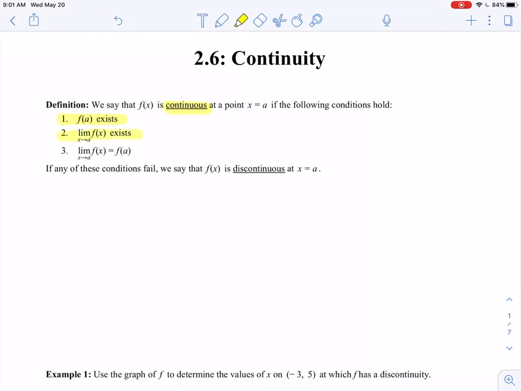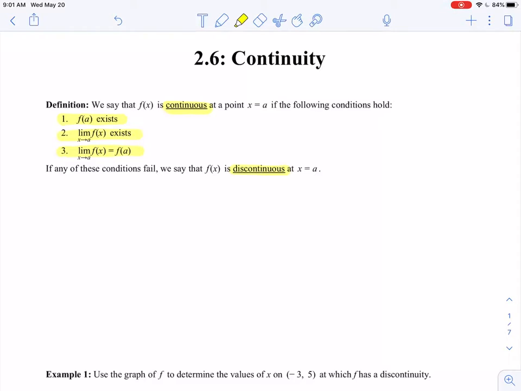Second, it says that the limit as x approaches a of f(x) exists. So essentially we need the limit to exist at that particular x value. And then number 3 says we need those two things to be equal. So we need the limit at that x value to be equal to the value of the function at that x value. If any of these conditions fail, we say that f(x) is discontinuous at x = a.